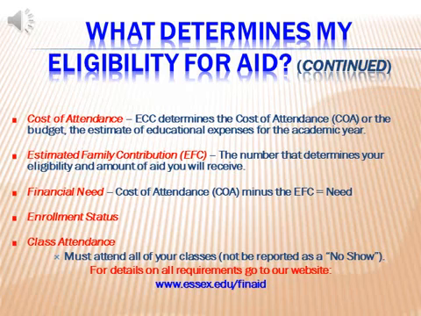What determines my eligibility for aid continues? Cost of attendance. ECC determines the cost of attendance, or the budget, the estimate of educational expenses for the academic year. Estimated family contributions, called the EFC. The number that determines your eligibility and amount of aid you will receive. Financial need. That is, the cost of attendance minus the EFC will equal the need.